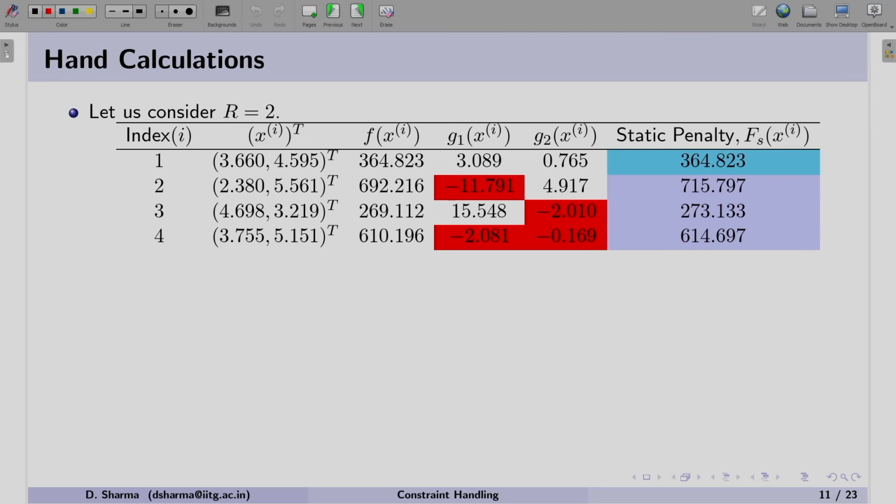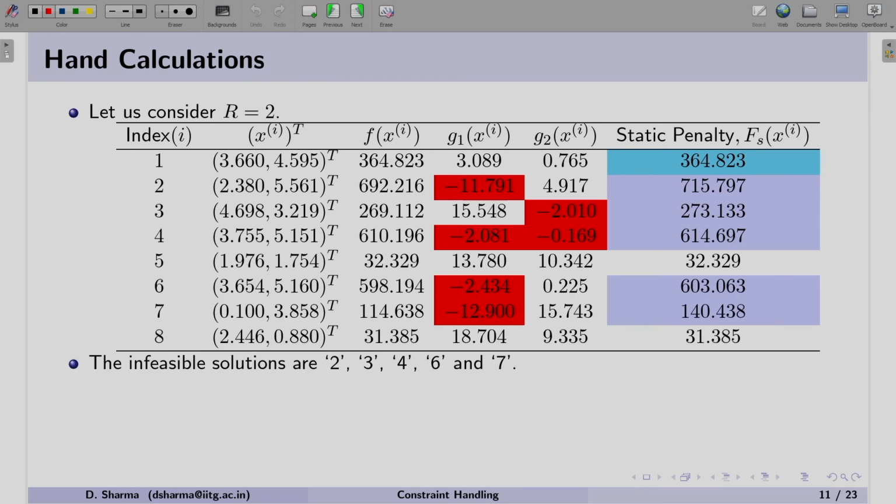Now, looking at solution number 4, we can see that the objective function is given here. The constraint G1 as well as constraint G2 for solution number 4, both of them are not satisfied. So, in this case, both the constraint violations are included, multiplied by 2 and added into the objective function value. Same procedure we follow, and we can calculate the static function value for all the solutions.